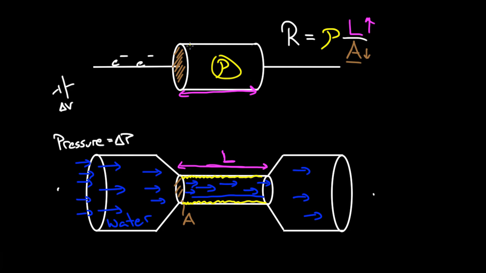The resistivity depends on what the material is made out of. The resistivity of this pipe depends on what this pipe is made out of, at least the inner wall. So hopefully this analogy makes this formula seem a little more intuitive. But just in case, let's do an example.